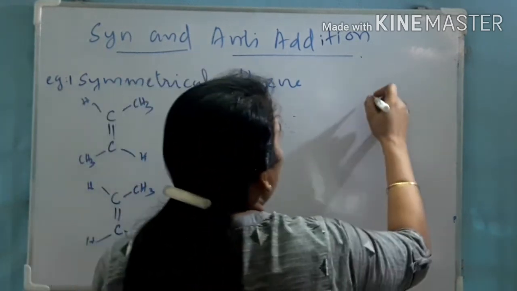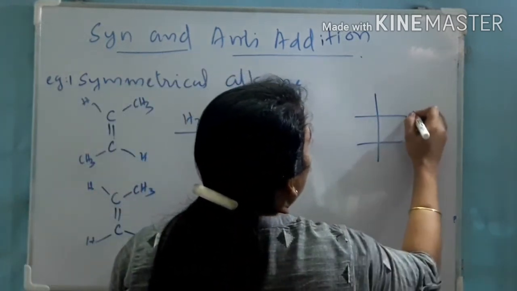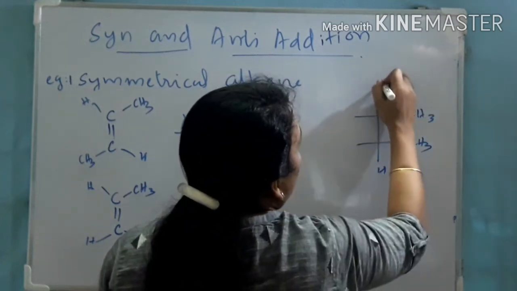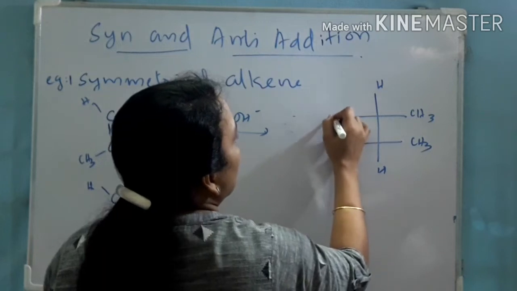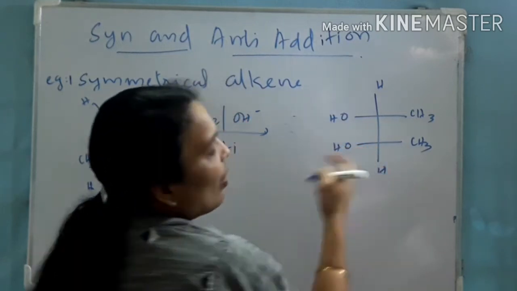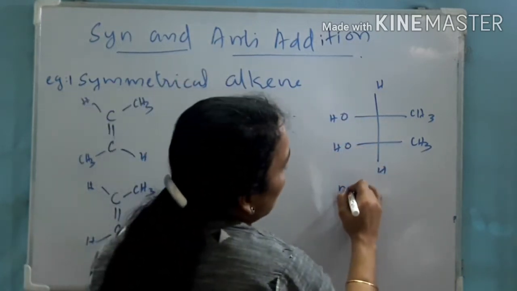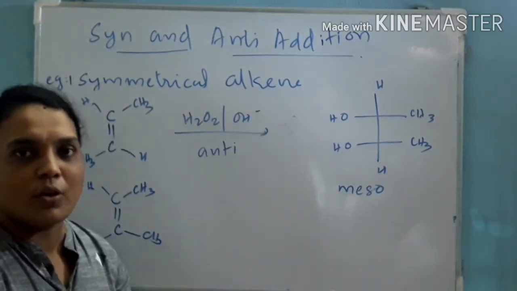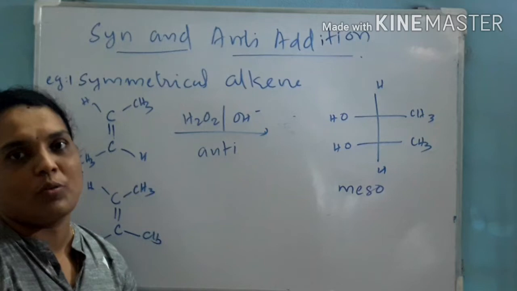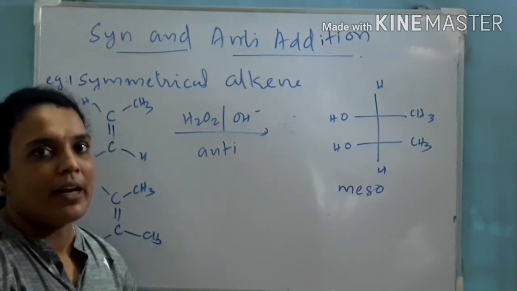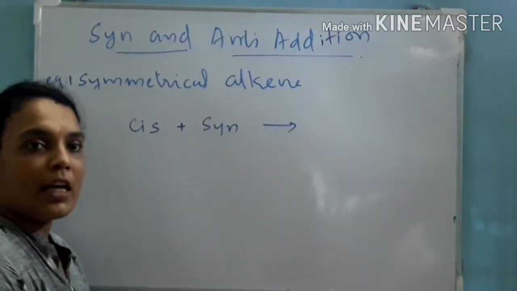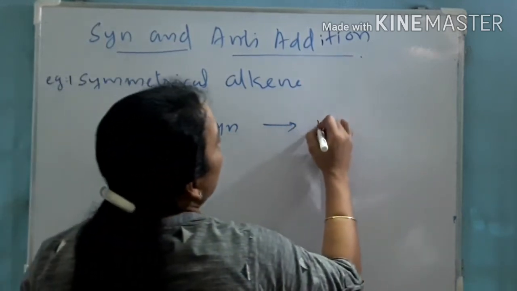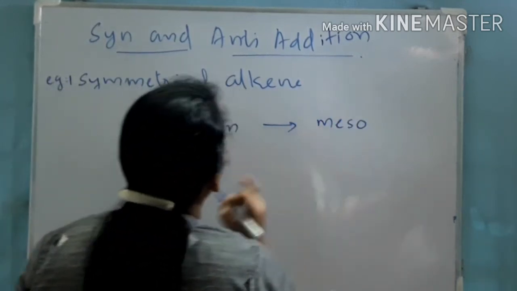Now draw the Fischer projection. So CH3 on this side and CH3 here, H, H. Then add OH, OH. What isomer is it? It is a meso product. Got it? It is a meso compound. Clear? Okay. So let us conclude that cis isomer undergoes syn addition giving meso compound.